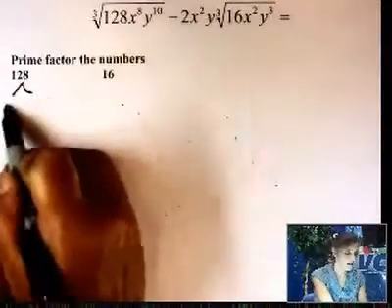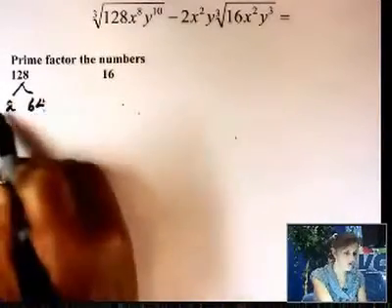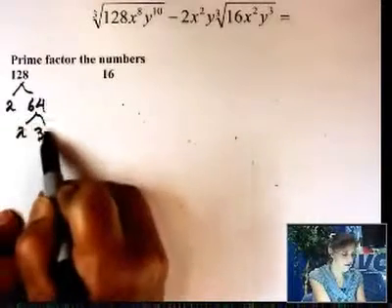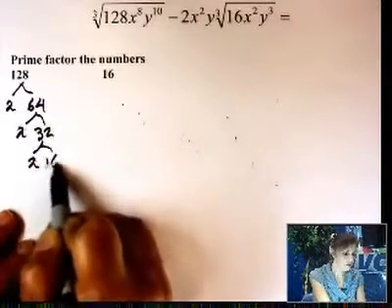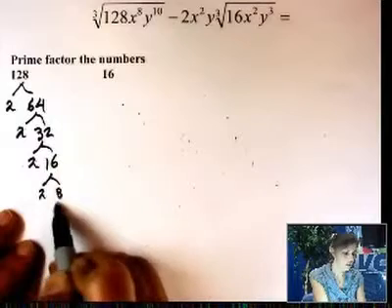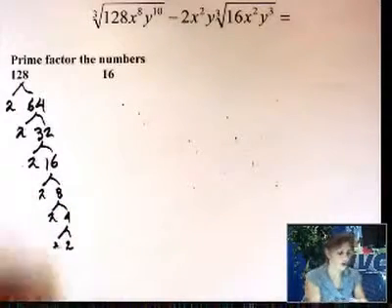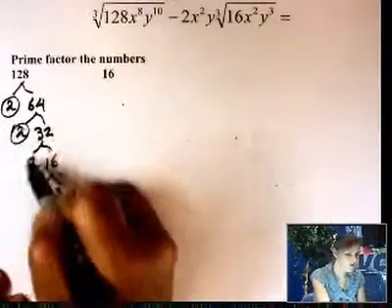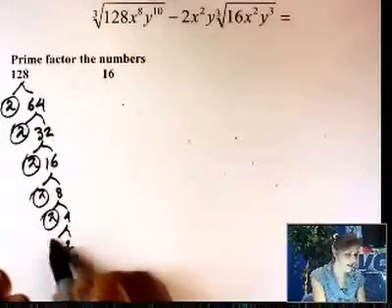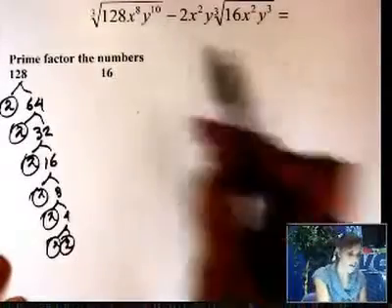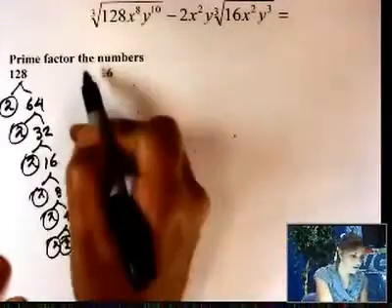128, let's do it again. 2 times 64 is 128. 232. 216. 28. 24. So I'm dividing everything by 2 each time. You have 1, 2, 3, 4, 5, 6, 7. All right? So you have 2 to the 7th.